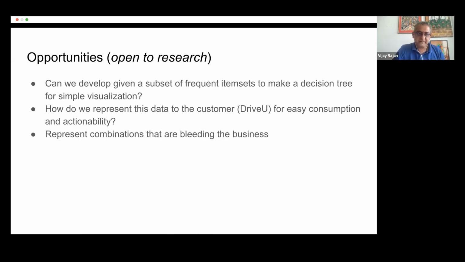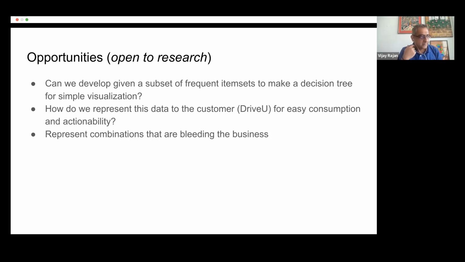And the opportunities, by no means is this study complete. This is still an open area for research, especially in the management sciences of data science. Given a subset of frequent item sets, can we develop a decision tree for simple visualization, maybe 3-level or 2-level, so that it stands out like, this is bad, this is good?